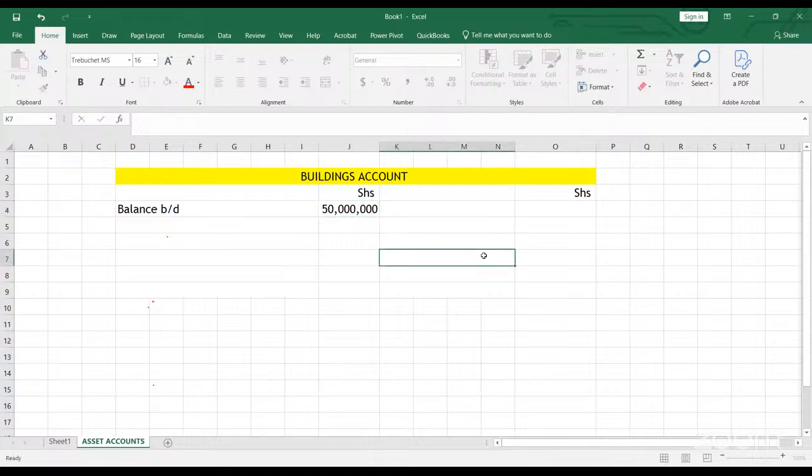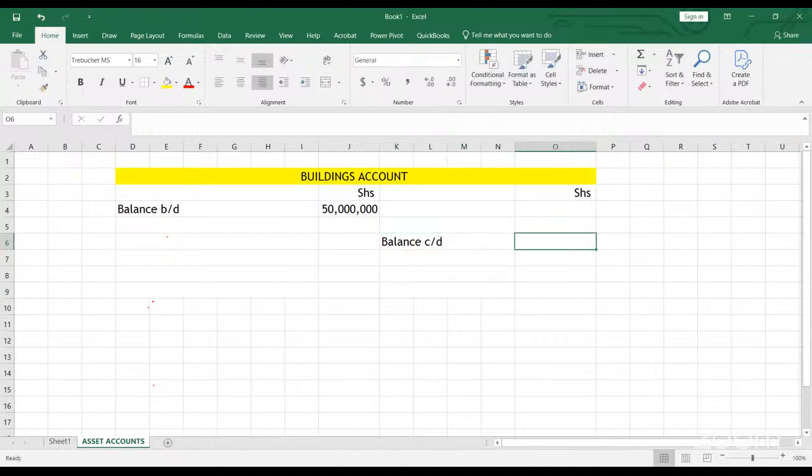We debit that. But then these buildings were revalued, right? They are revalued how much? 55,500,000. So that is now a balance carried down. We take it on the opposite side. 55.5.